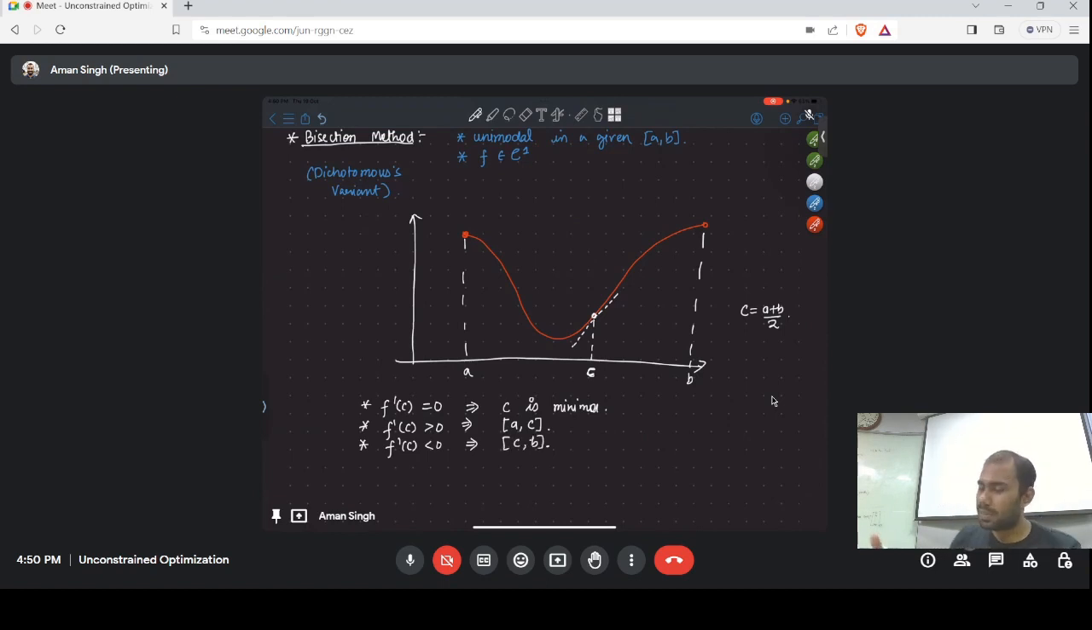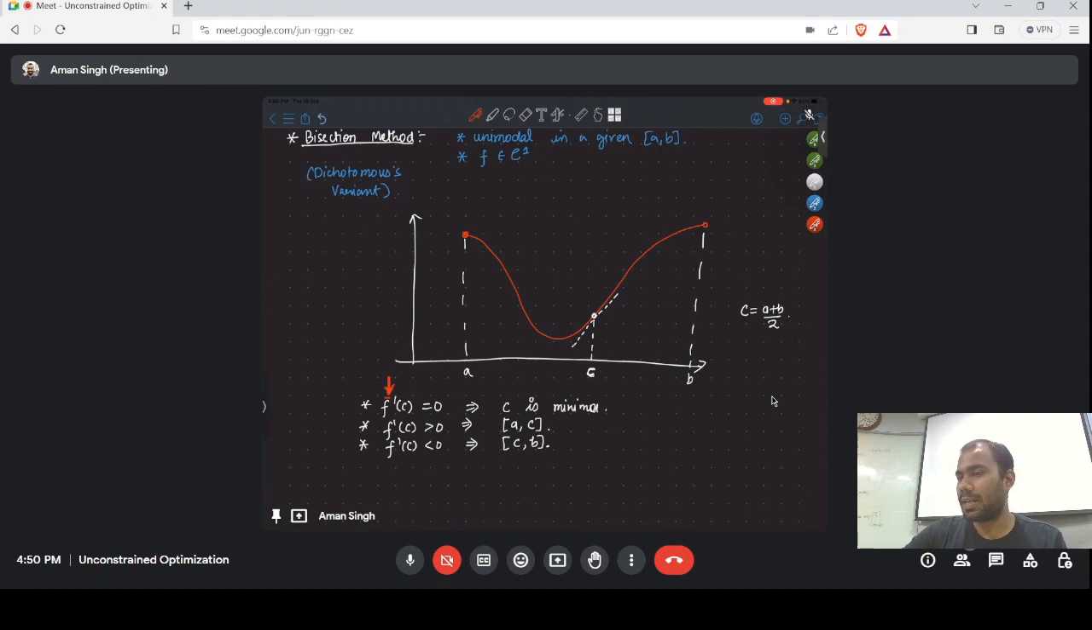So in principle, this is very similar to dichotomous. It's just that we do not need 4 points here, only 3 points, and the derivative at that point will work. So here you can see we have to calculate the derivative at that point, and that's why it is a derivative based method.